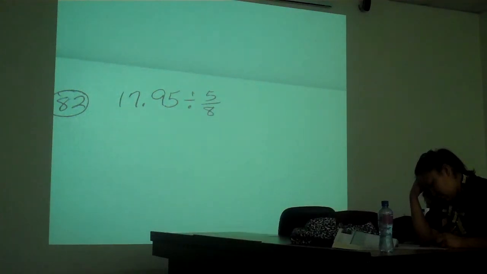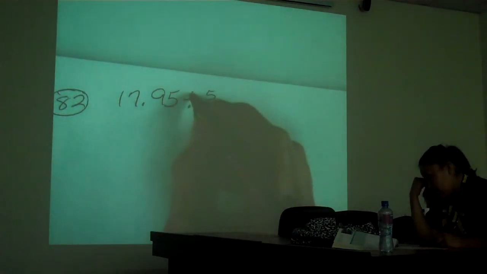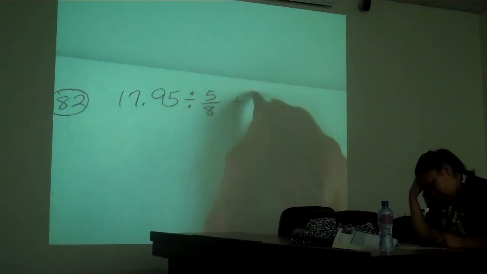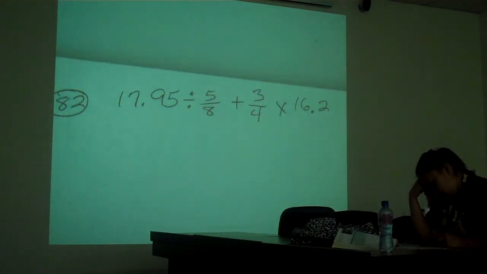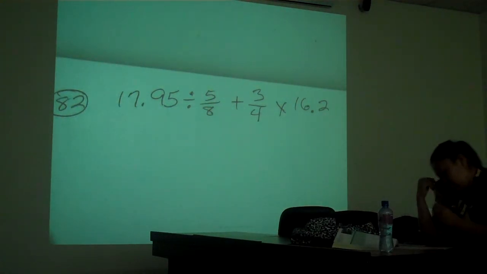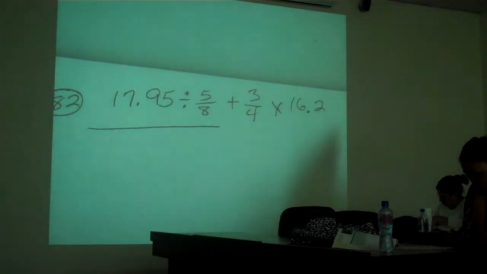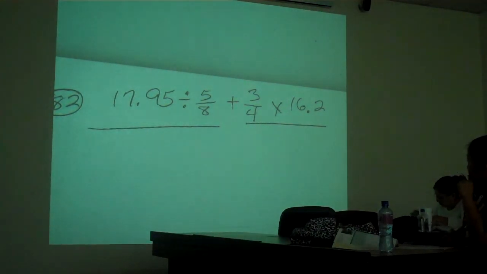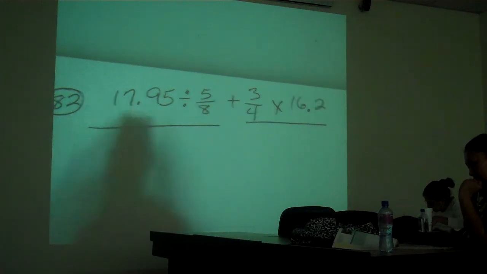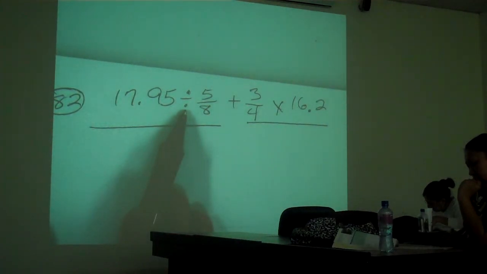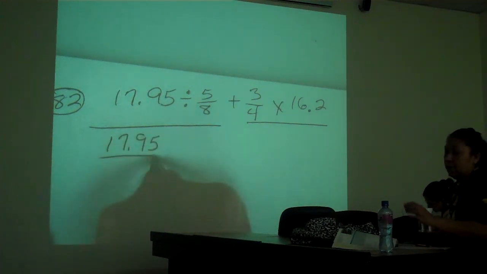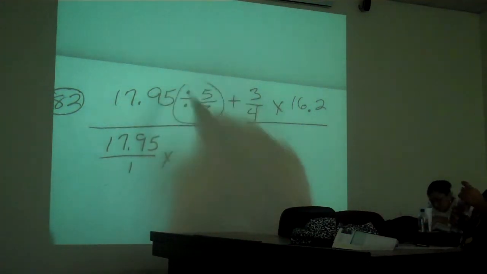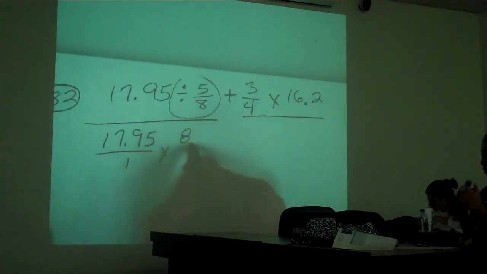Okay, 117.95 divided by 5/8 plus 3/4 times 16.2. Okay, no parentheses, no exponents, so we're multiplying and dividing. We're going to be doing that one, and we're going to be doing that one. Okay, divide, we're going to change it into multiplying by the reciprocal. So leave this one, we'll put it over 1. Multiply by the reciprocal of this.